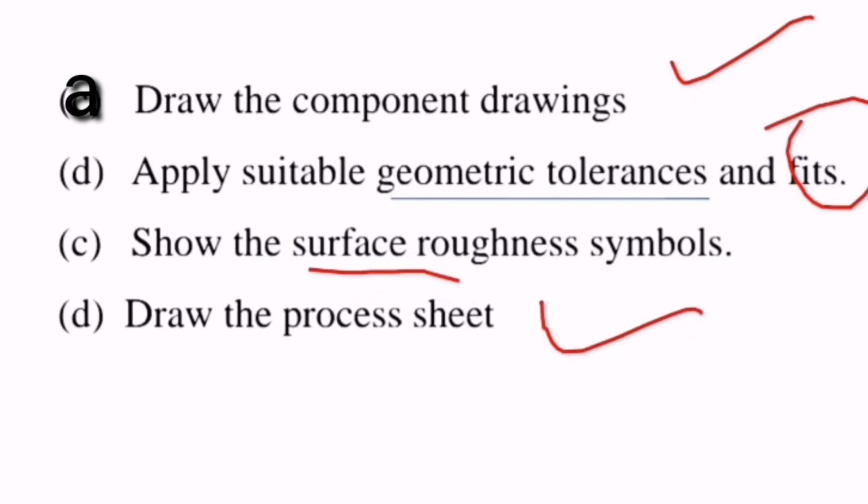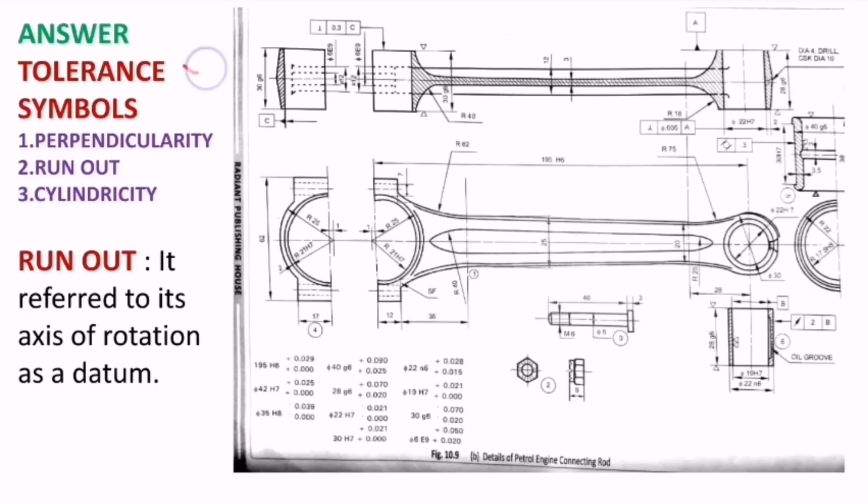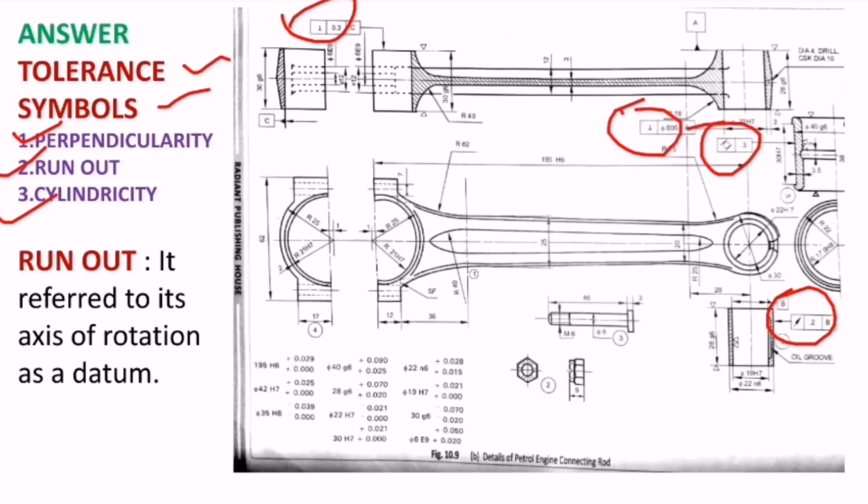Next, we are left with the surface roughness symbols and geometric tolerances. Let's move on to the geometrical tolerances first. Here, around three tolerance symbols are shown in this figure: perpendicularity, run out and cylindricity. This symbol is perpendicularity, this symbol is also perpendicularity, and this symbol is run out. We also see two perpendicularity symbols, and this is cylindricity. Cylindricity means wherever cylindrical objects are there, we can indicate it with cylindricity. Perpendicularity means these two lines are at 90 degrees, that's why it is the perpendicular symbol.